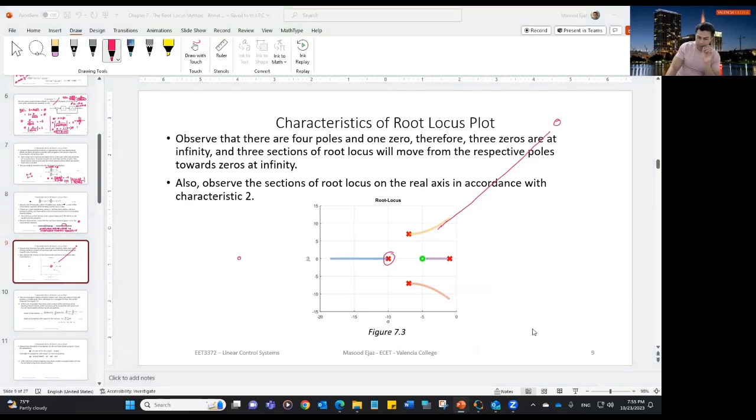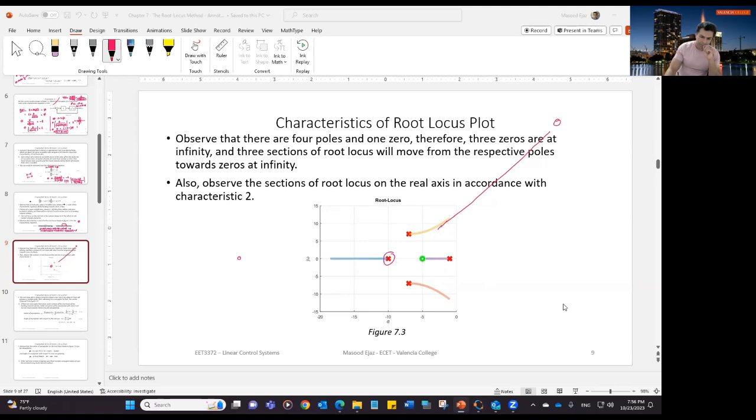If you have a 5th order polynomial, then you may have 5 different root loci for the complete root locus. If you have a 6th order polynomial, you have 6 different paths. So that's how your root locus is going to be generated.